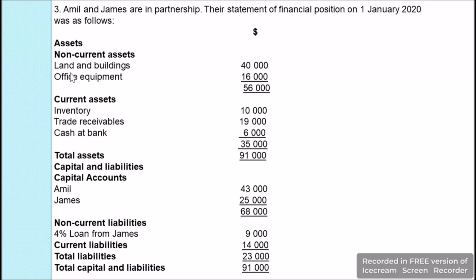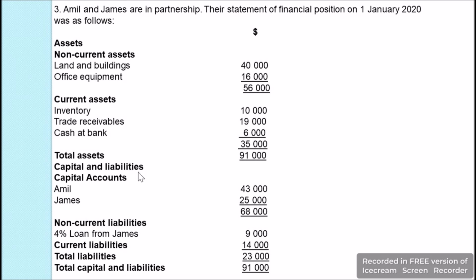Assets: non-current assets, in which we have land and building, which is $40,000. Office equipment is $16,000. The total is $56,000. Current assets, in which we have inventory of $10,000, trade receivables of $19,000 and cash at bank as $6,000. The total is $35,000 and the total of all the assets, that is current as well as non-current, is $91,000.